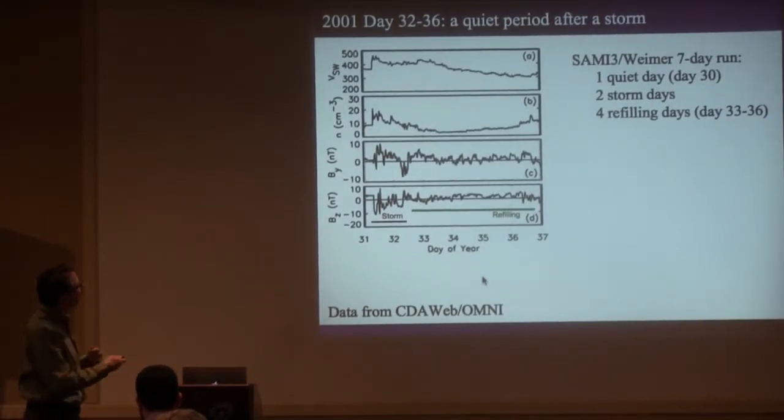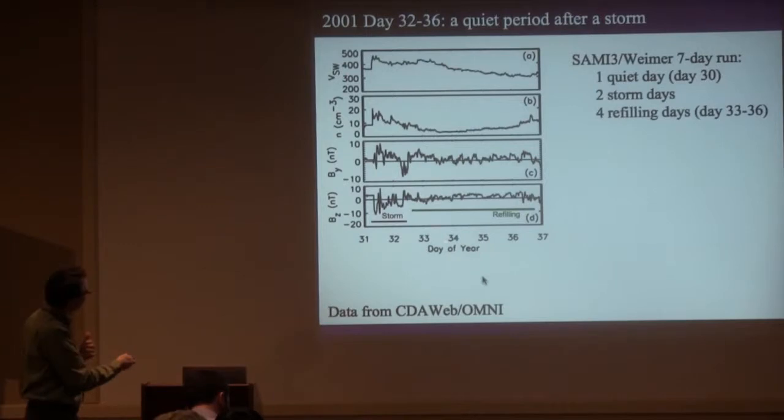This is 2001. It's picked during a time when Image was up there taking measurements for us. And there's the storm. This is BZ, BY, density, solar wind. And there's a storm, BZ is negative, and then there's this long, quiet period. So we're going to focus on that.